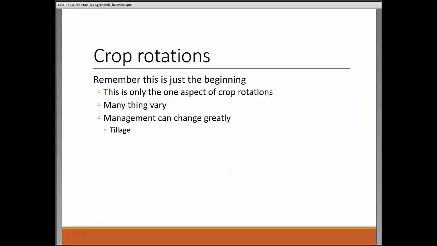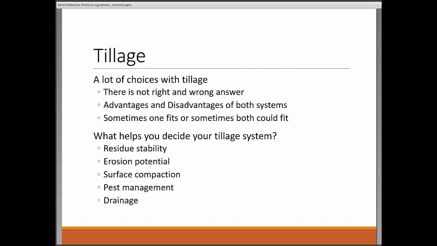I always tell growers that there are a lot of choices with tillage, and there's no right and wrong answer. People that think that tilling is a bad option, or that no-till just doesn't work in Oklahoma, have a very narrow mindset, because both of them have a place and they both can work. But you just have to know how to work with the advantages and disadvantages of both systems. Sometimes one will fit and the other one won't, or sometimes both will fit into the same system. That's kind of a grower's dream, that they can choose what fits into their farm management plan.